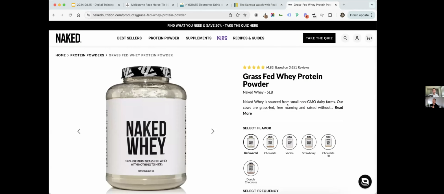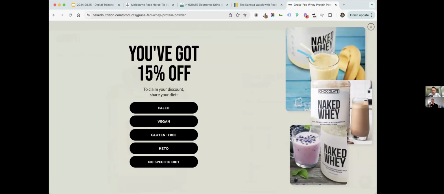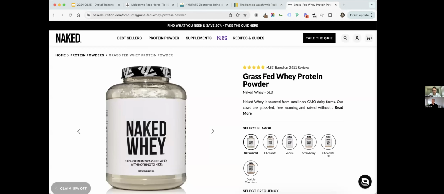Okay. So for Naked Nutrition, I think the page does a lot of things really well already. You have your reviews up here. I think that's a great place to have reviews. It communicates a lot of that significant social proof that you guys already have. And then you have a really clear designation of how large the item is.